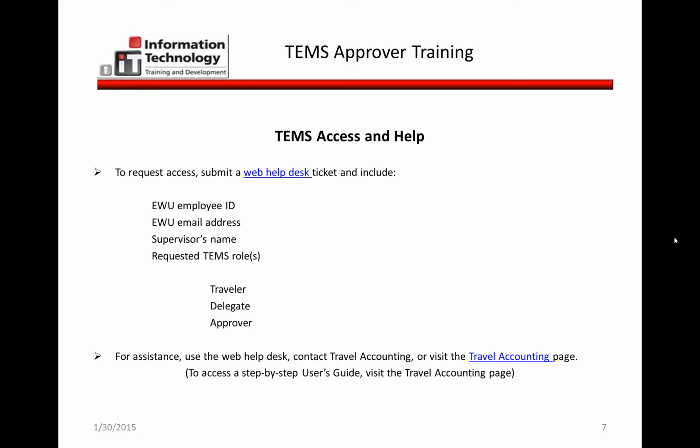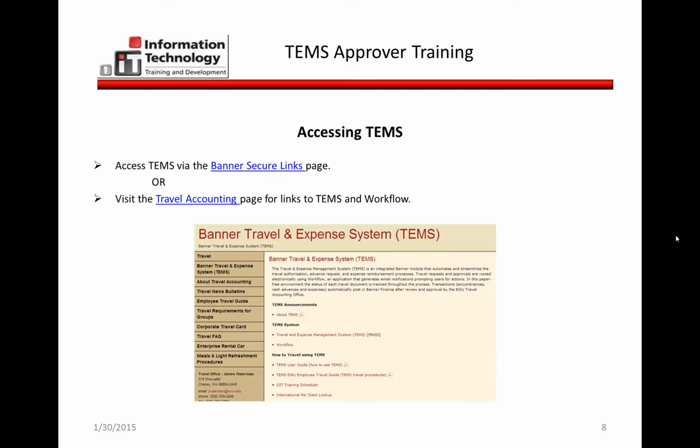To request access to TEMS, please submit a web help desk ticket and include your email, your employee ID, your supervisor's name, and the TEMS role that you'll be using. For assistance, use a web help desk ticket, or contact Travel Accounting, or visit the Travel Accounting page. This page also contains a step-by-step user guide for TEMS approval. This is a companion document to the online training. To access TEMS, visit the Banner Secure Links page and select the TEMS link, or visit the Travel Accounting page for direct links to TEMS and workflow.